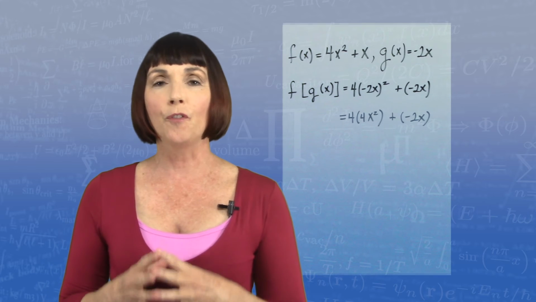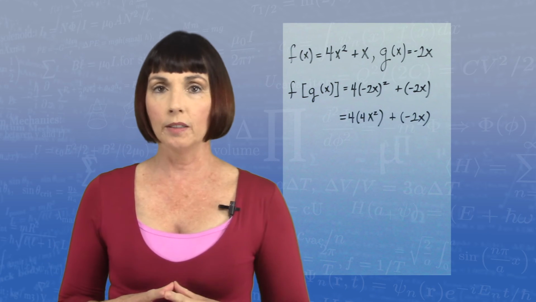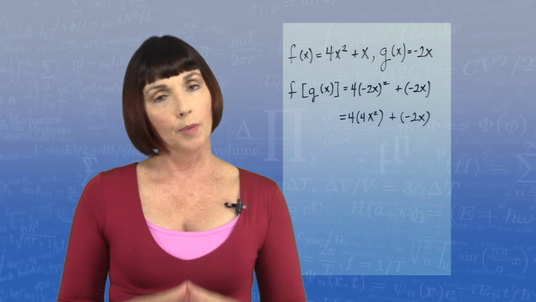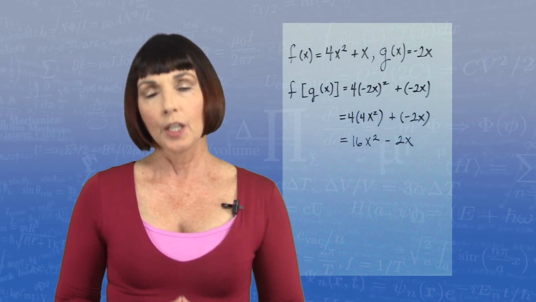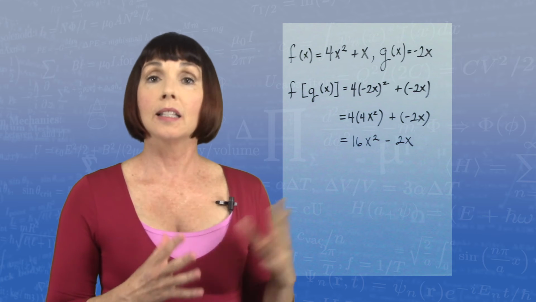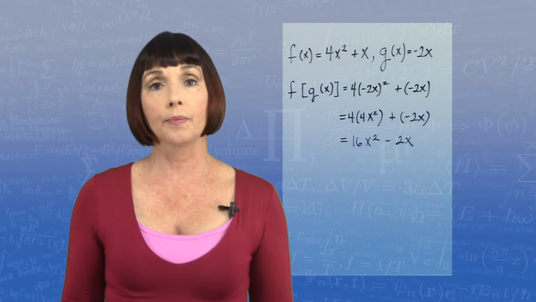Now I'm down to the algebra. So that gives me 4 times 4x squared plus negative 2x. Multiplying, I get 16x squared minus 2x. So f of g of x is 16x squared minus 2x.